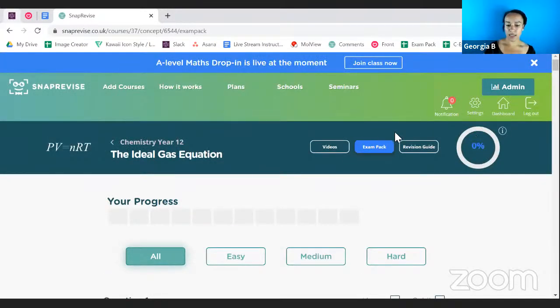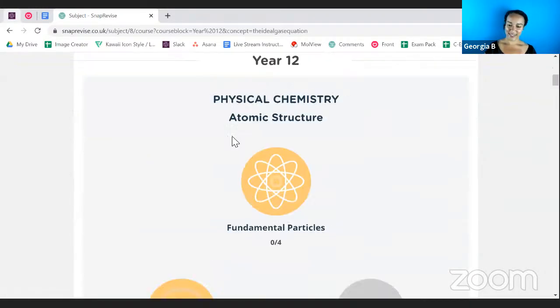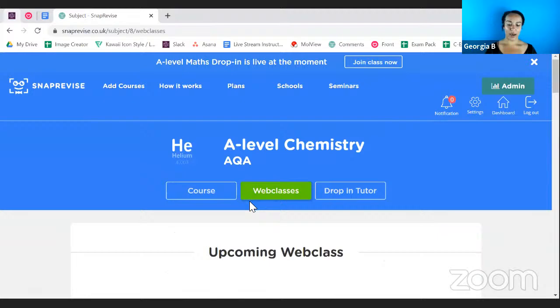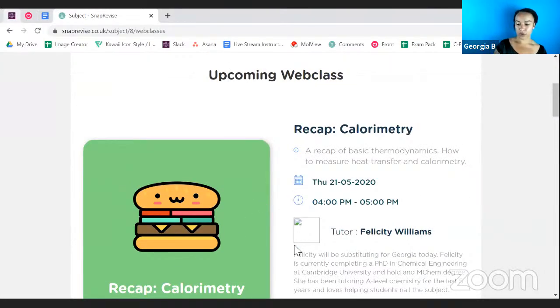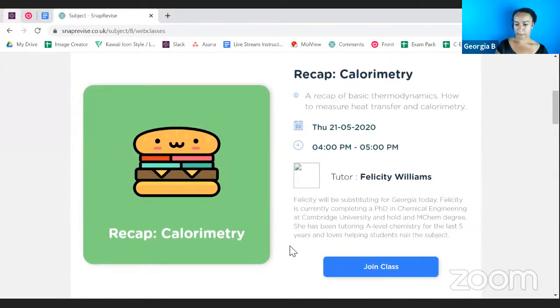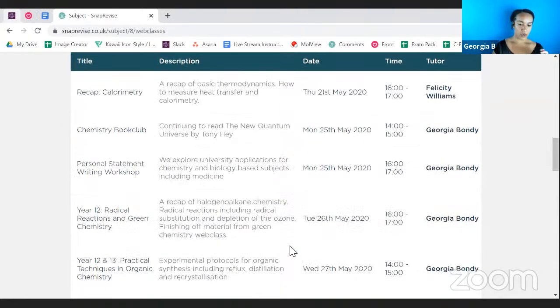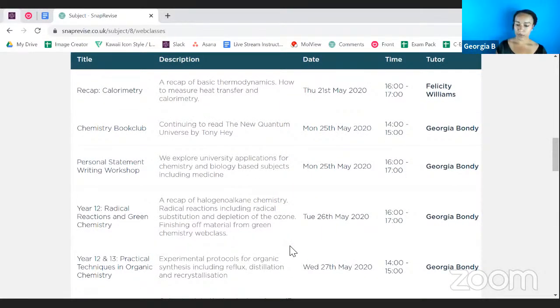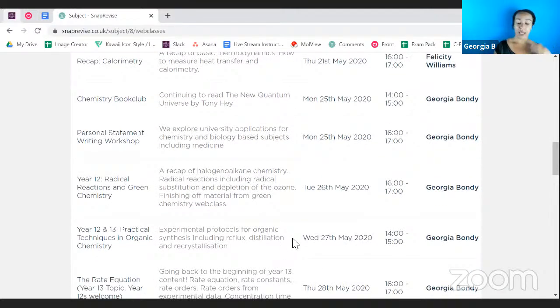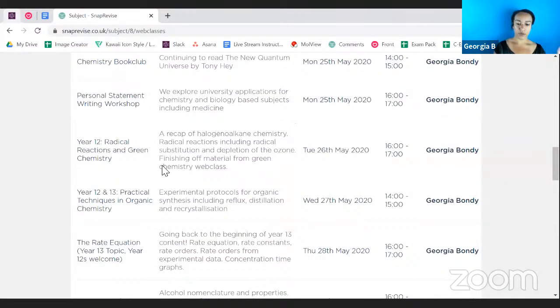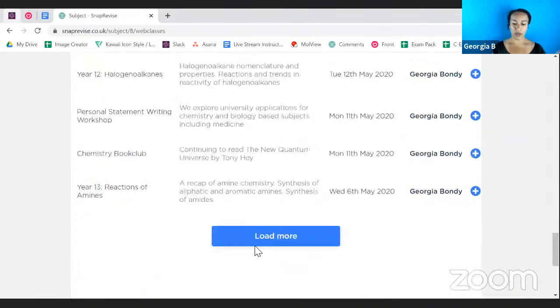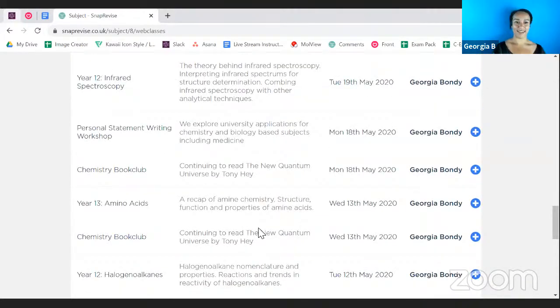And then the last thing that we have going on the website is me and the other subject heads. So we have web classes. In about 20 minutes, a new colleague of mine is going to be taking a calorimetry class, and I'm going to be around making sure everything's cool. And then there's a book club and personal statement writing workshops and classes on different topics. Those are all listed, and then you can watch previous classes that we've done. So there's still me. Hello.